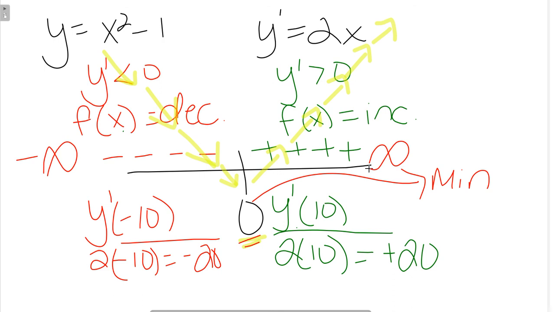All right, if we went from increasing, let's think about this. If we went from increasing to decreasing, then our critical number would be a max in that case.